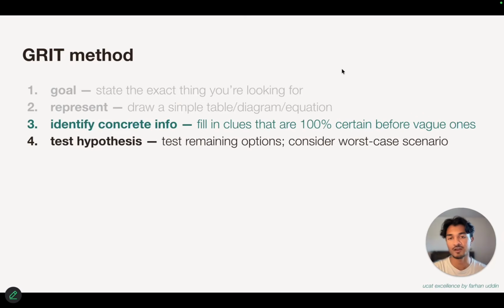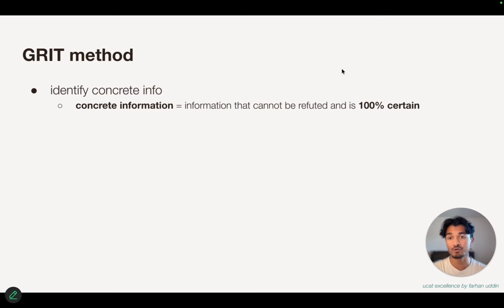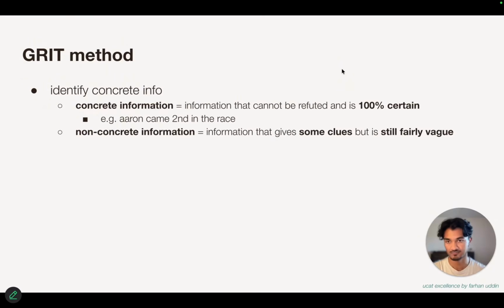Next is to identify concrete pieces of information. Concrete information in a nutshell means information that cannot be refuted and is 100% certain. For example, Aaron came second in a race. Not third, not fourth, just second.